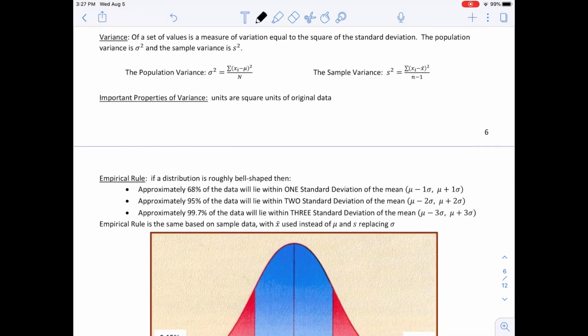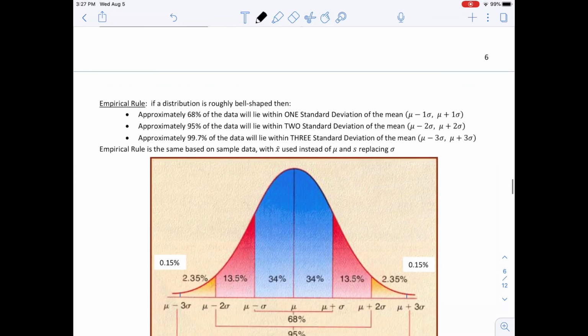Variance, of a set of values, is a measure of variation equal to the square of the standard deviation. The population variance is sigma squared, and the sample variance is s squared. You can take your standard deviation value that you get on your calculator and square it to get the variance. Important properties about the variance: units are square units of the original data.